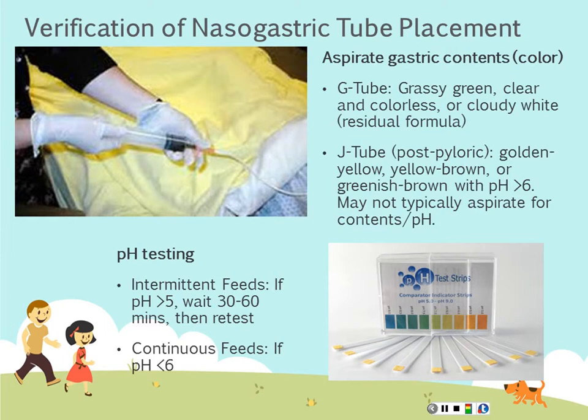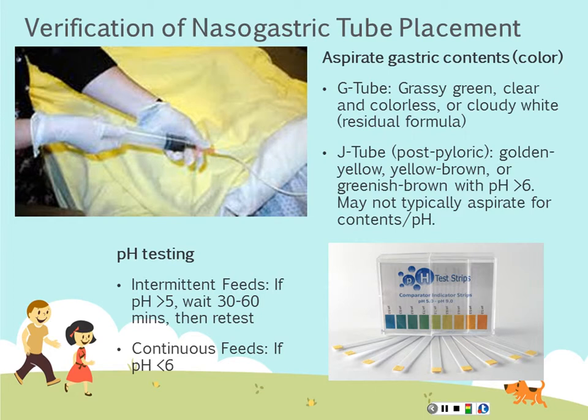With a jejunostomy tube, which is post-pyloric and placed further down in the intestine, we don't typically aspirate for contents or pH, but if you do, you may find a golden yellow, yellow-brown, or greenish-brown color, and that pH is generally going to be greater than 6.